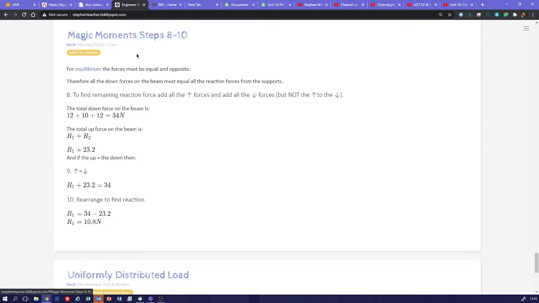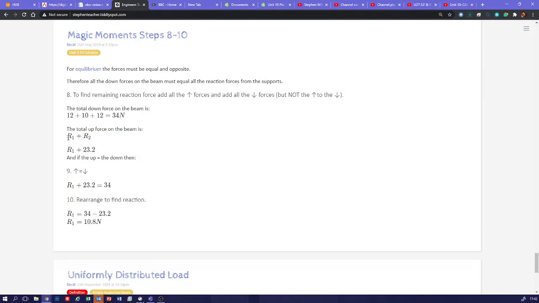Now we're on to steps 8 to 10. For equilibrium, forces must be equal and opposite, so all down forces in the beam must equal all the up forces in the beam. We add all the up forces together and all the down forces together, but we don't add the up forces to the down forces. Going down, we've got 12 plus 10 plus 12, which equals 34.